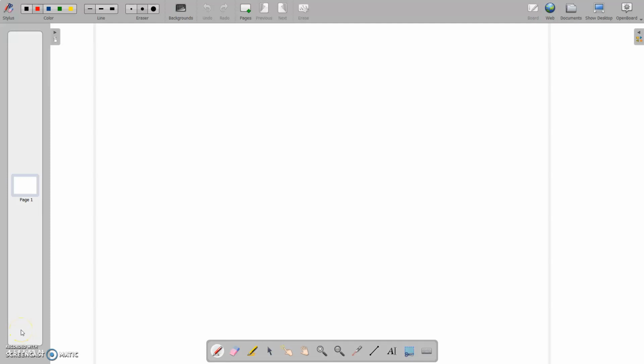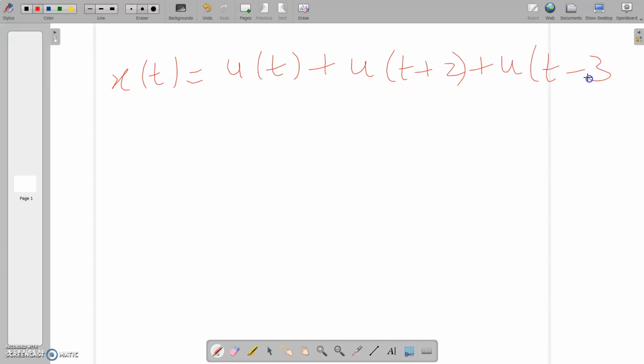Hello students, today we are going to discuss mathematical operations on continuous time signals. So, we are going to discuss how to add two or more signals in the continuous time domain. For example, if we have the signal x of t is equal to u of t plus u of t plus 2 plus u of t minus 3. So, here we are going to add 3 signals.